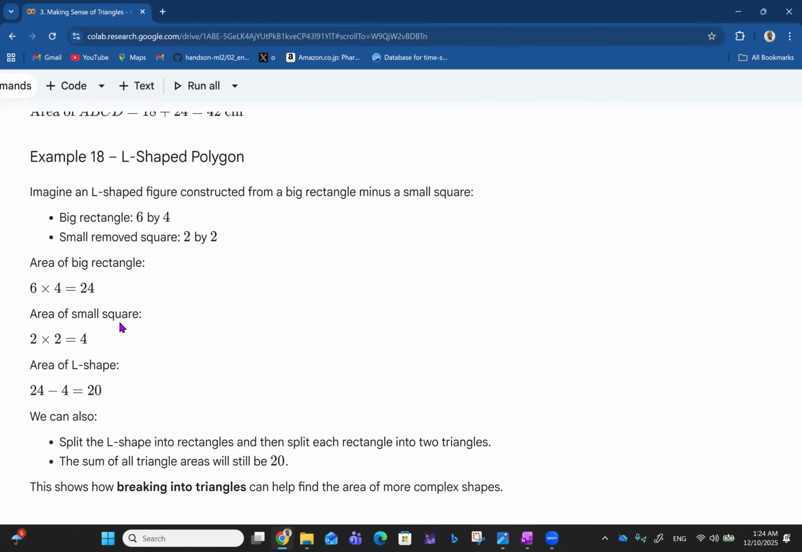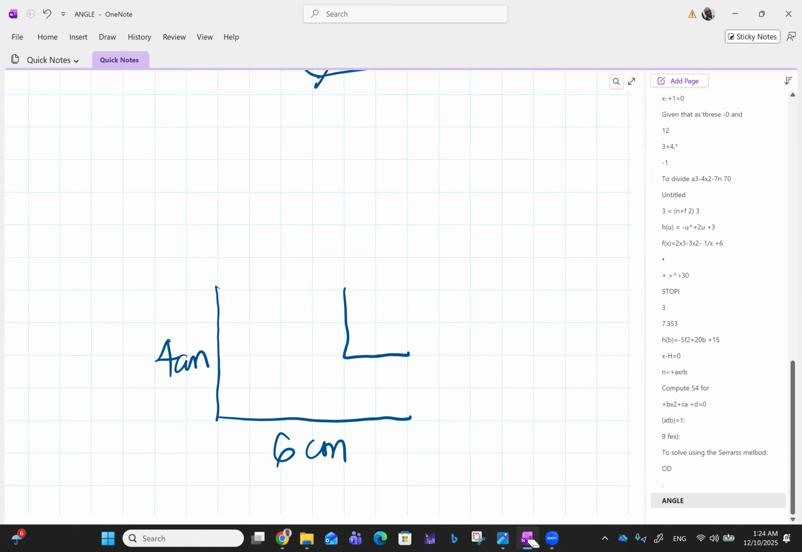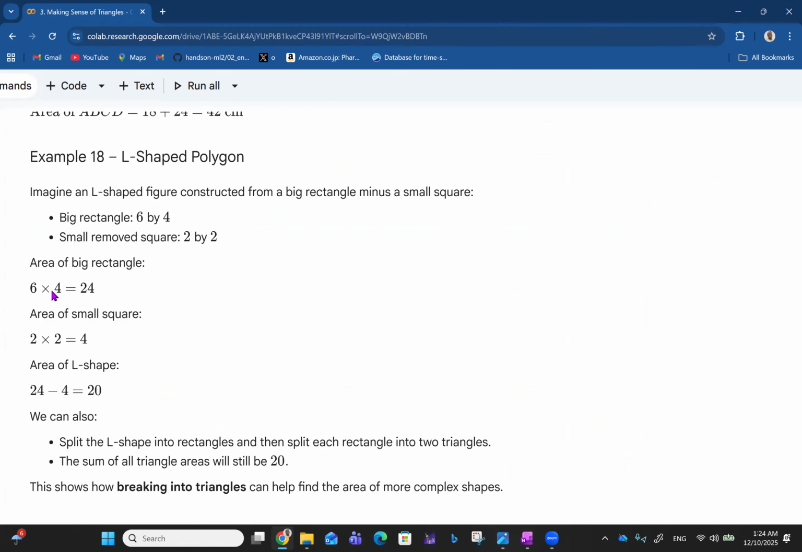And then a 2 by 2 square is removed. So let's imagine this is a 2 by 2 square right here. Okay. So imagine we have something like this now. This place is 2 by 2. This is 2 centimeters right here. So the question is, if you need that area, the area of the big rectangle is 6 times 4, that's 24. Area of small square is 2 times 2, 4. So area of L shape is 20.